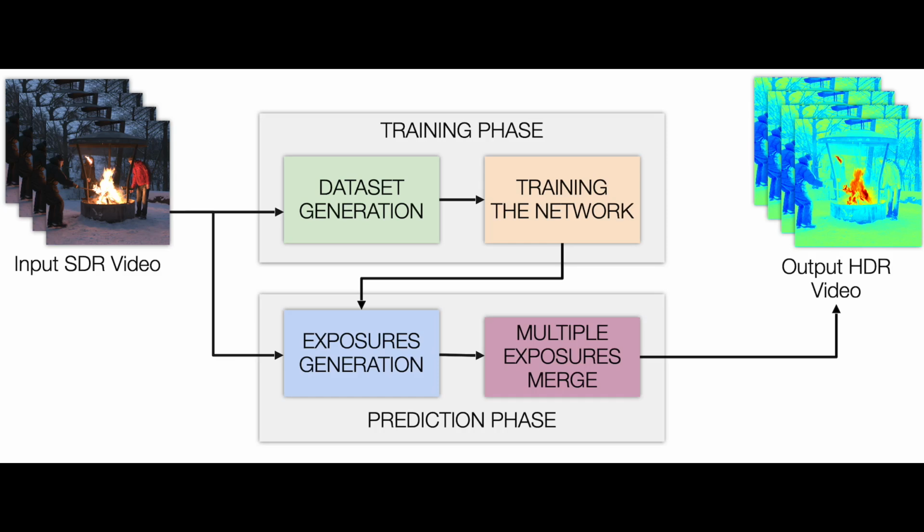Then, we train a CNN model using this generated dataset. Once the network is trained, we apply it to all frames of the input SDR video to obtain 4 extra exposures. Finally, these extra exposures are merged into HDR frames.